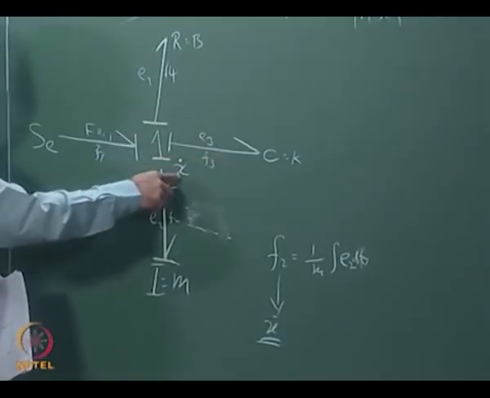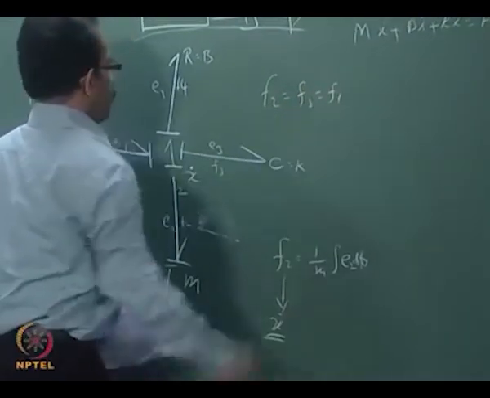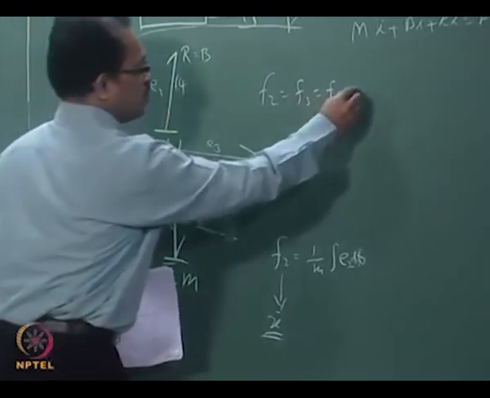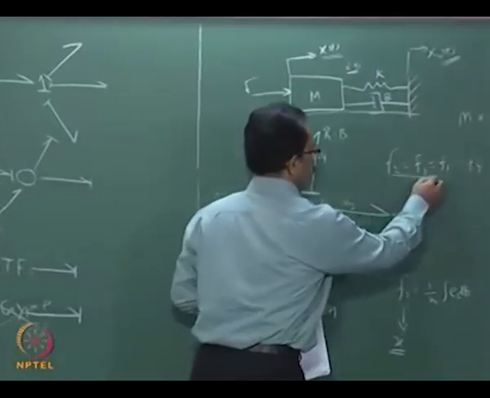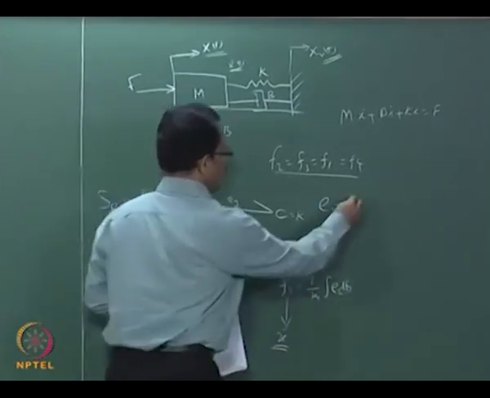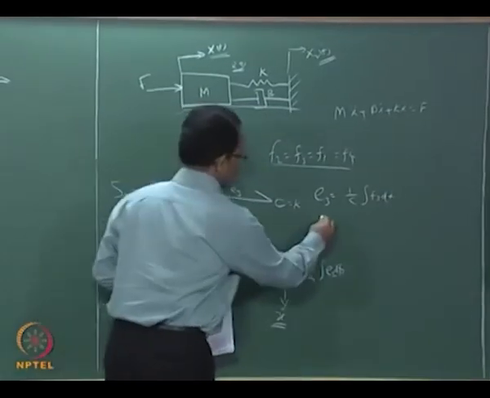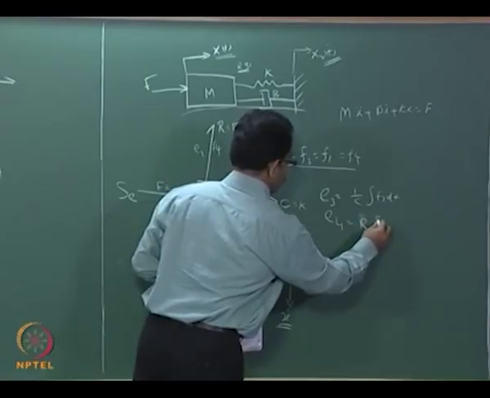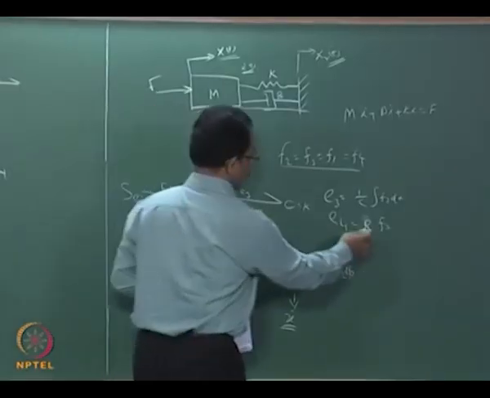Now we know x dot, or this F2. F1 is equal to F2 is equal to F3, all the flows are the same at the junction. So we have this relationship, and now we can calculate E3, which is the spring force: E3 is nothing but 1 over C integral F3 dt, and similarly E4 is R into F4.